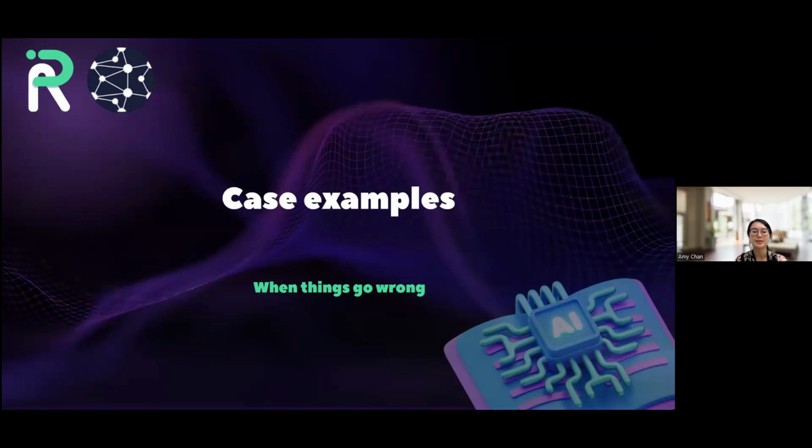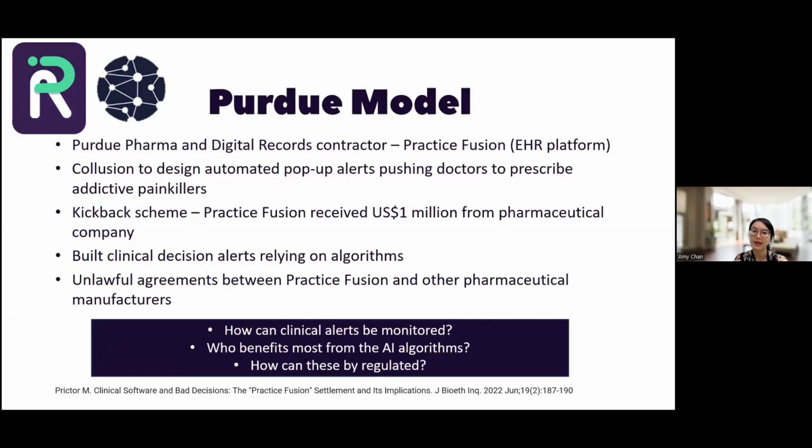So when things go wrong, these are some examples of where we have to consider the accuracy and the biases of AI. So, the Purdue case. The Purdue model is something that I think was started perhaps with good intentions. Purdue Pharma is a pharmaceutical company, and it contracted and had a relationship with a digital records contractor called Practice Fusion, which runs one of the largest electronic health records platforms in America. What they found over a couple of years is that there was a collusion, a kickback scheme where the digital electronic health records platform would receive money from the pharmaceutical company for putting up some pop-up alerts.